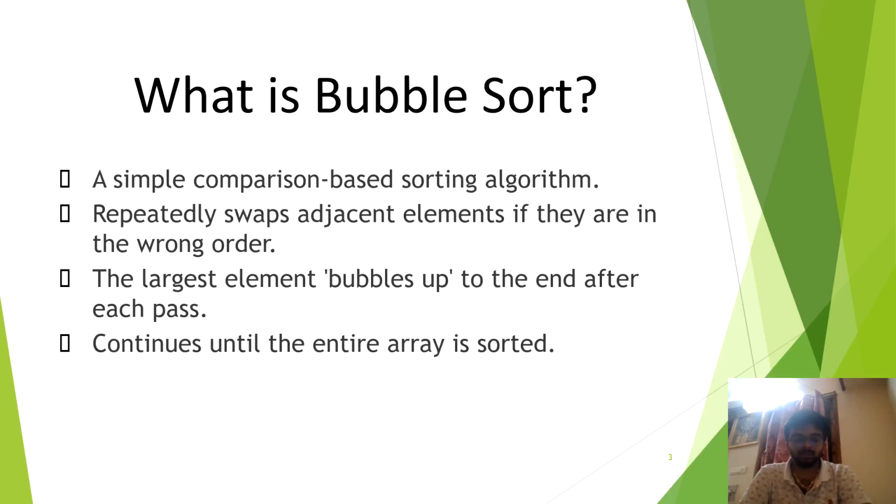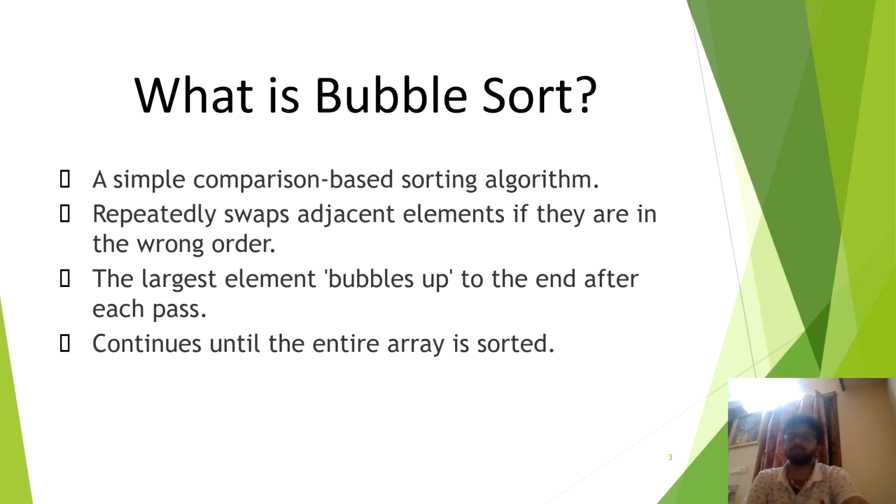Let us see what is bubble sort. A simple comparison based sorting algorithm that repeatedly swaps adjacent elements if they are in the wrong order. The largest element bubbles up to the end after each pass. It continues until the entire array is sorted.